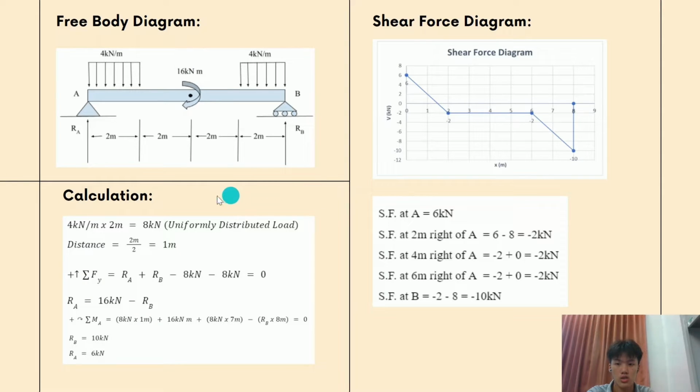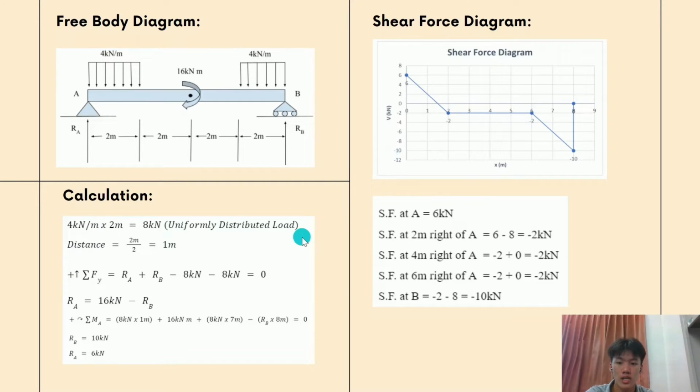Next, we convert the uniform distributed load into a point load. So we multiply 4 kN per meter by 2 meters. So the answer will be 8 kilonewton. The distance of the point load is half of the distance of the uniform distributed load. So the distance of the point load is 1 meter, which means that the point load is acting 1 meter to the right of point A and 1 meter to the left of point B.